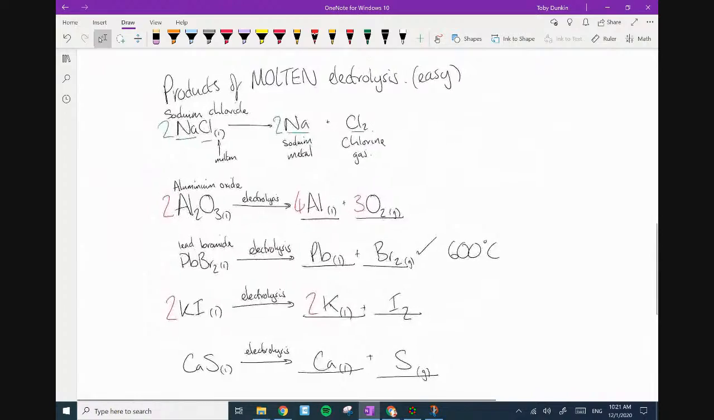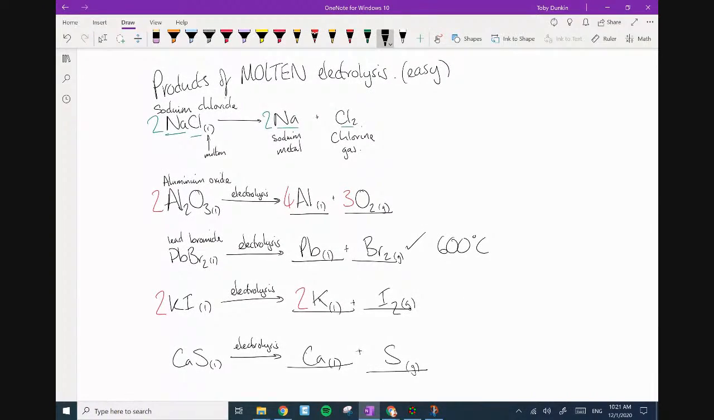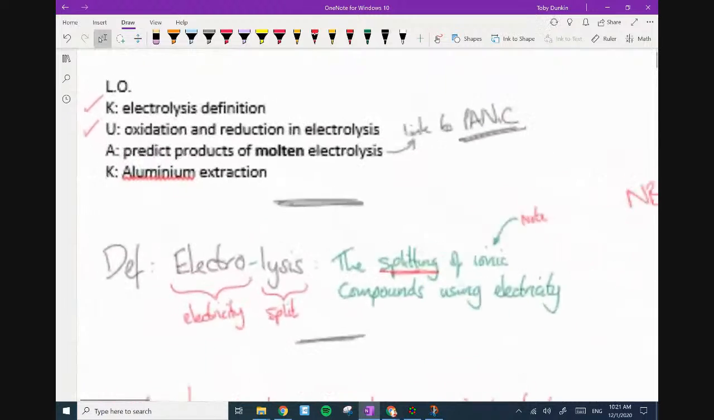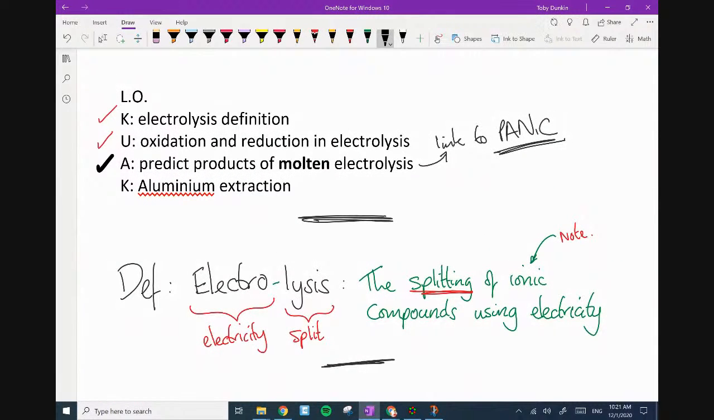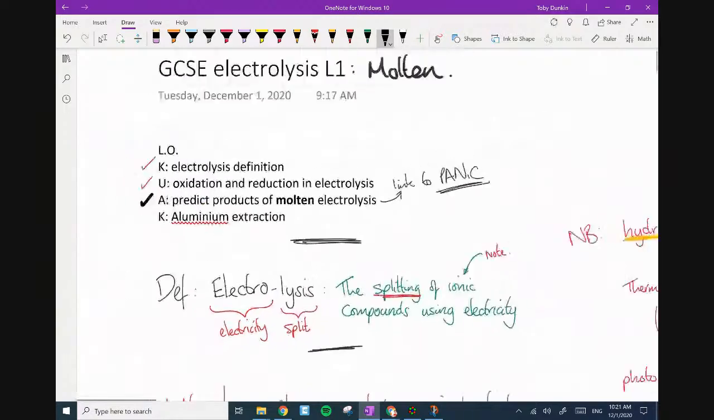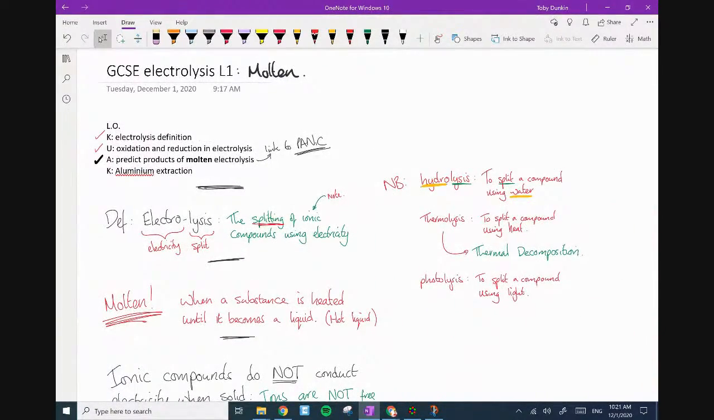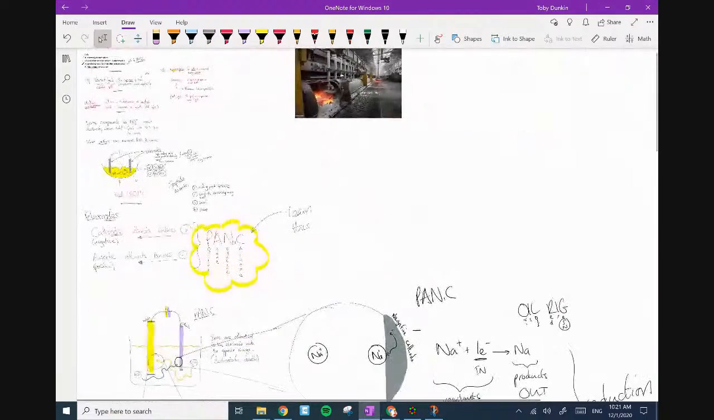Cool. So we can now predict the iodine's going to be a gas for sure. At these temperatures, most of the non-metals come out as gases. We can now predict the products of molten electrolysis. I'm going to pick up aluminium extraction next time. I think that's worthwhile doing. We'll spend a bit of time on aluminium extraction. So I'm going to leave my lesson there today.